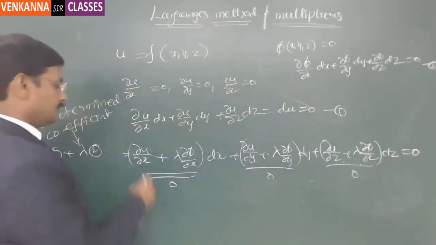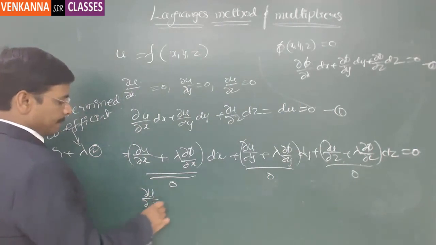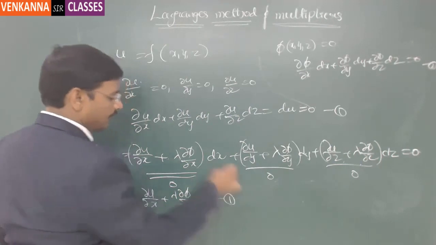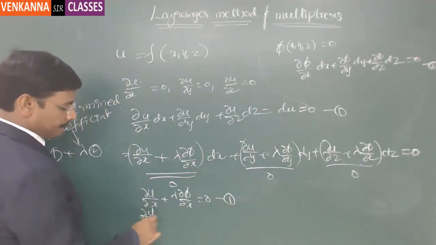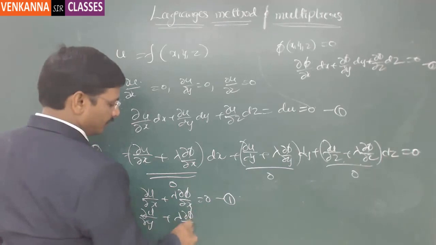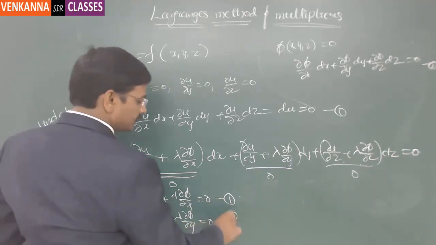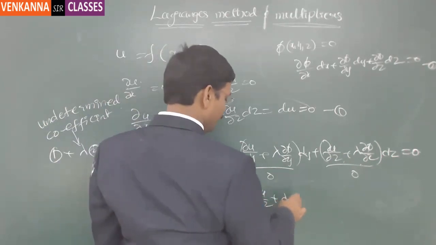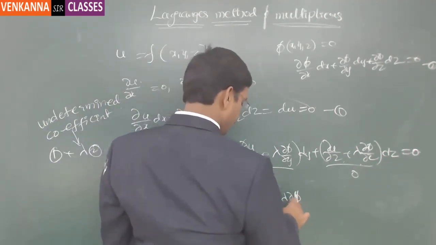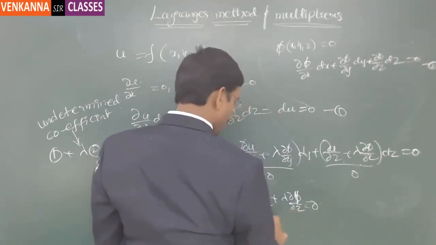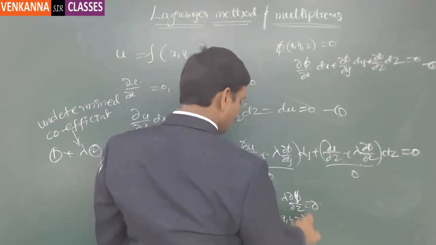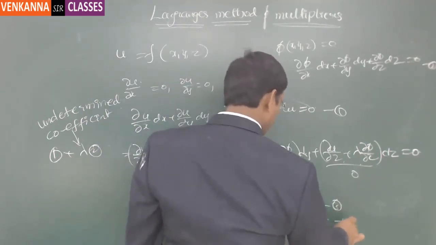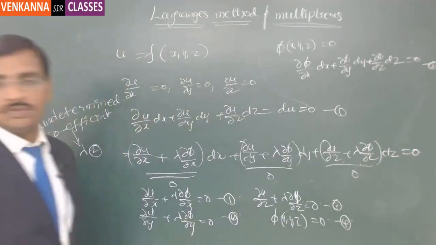Now here, ∂u/∂x + λ ∂φ/∂x = 0. This is condition number 1. And then ∂u/∂y + λ ∂φ/∂y = 0. This is condition number 2. And ∂u/∂z + λ ∂φ/∂z = 0. And the original condition, φ(x, y, z) = 0. So these are all the 4 different conditions we have got.